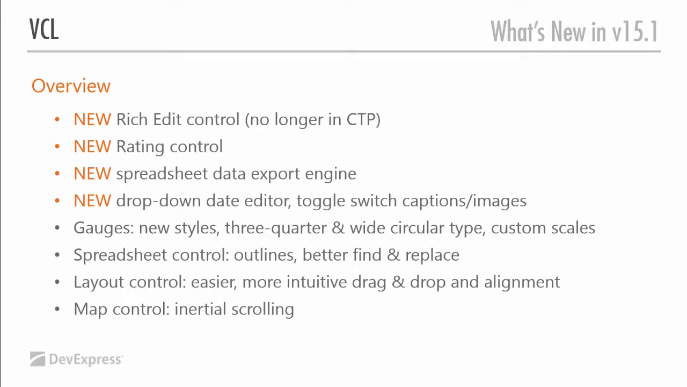Next, a couple of quickie controls: a modern drop-down date editor. This is going to be easier to show rather than describe. A toggle switch, we've updated that as well. Gauges, woo, lots to show here. There's new styles. There's a 3/4 circular type, wide circular look, custom scale captions, and the tick mark labels. There's various ways to display them now, and so on.